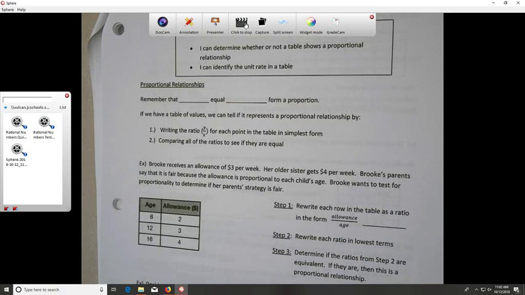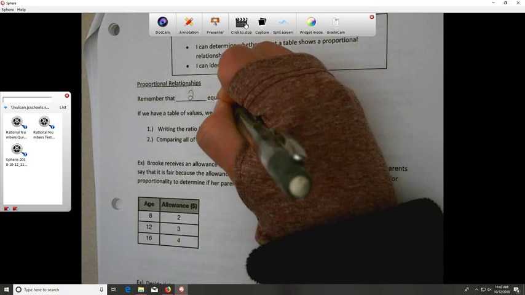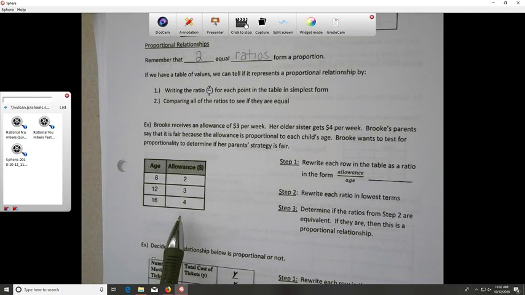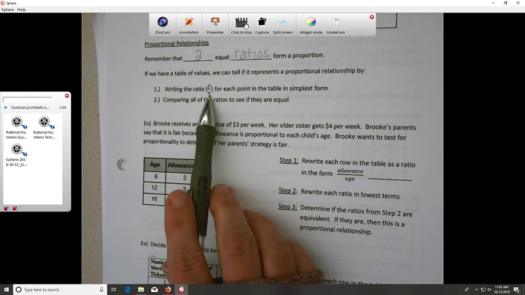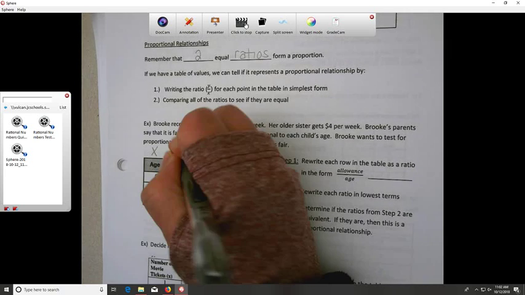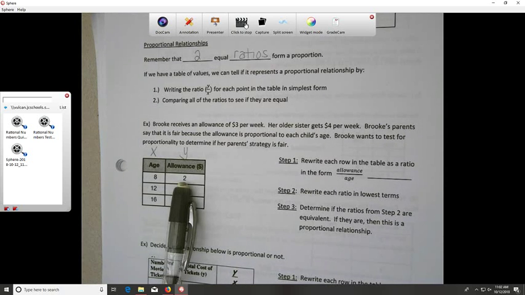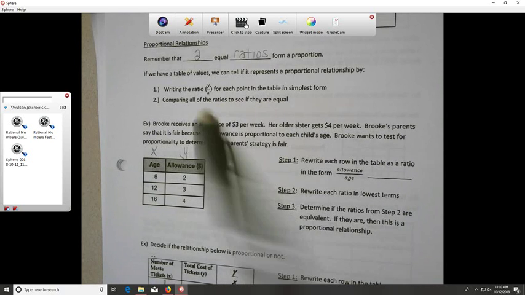So it says, remember that two equal ratios form a proportion. That just means if you have two fractions that are equal, they're equivalent to each other, that's a proportional relationship. So if we have a table of values, one way that we can tell if it represents a proportional relationship is writing the ratios for each of the points in the table in this form, y divided by x. When you look at a table, the first column is your x value, and the second column is your y value. So for each one, you would do the y over the x. Write them as fractions, and then simplify them, and then compare them and see if they're all the same.